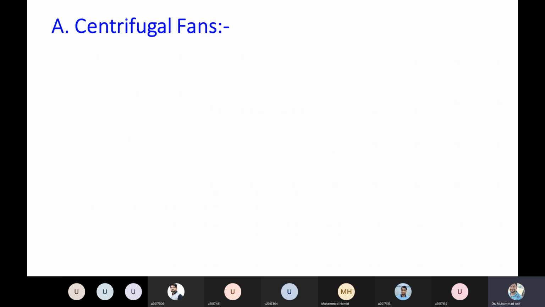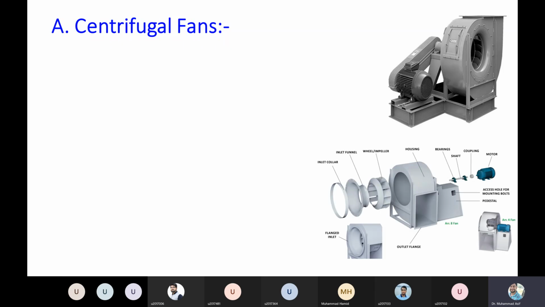Right, and now let's discuss one by one. The first one was a centrifugal fan. As you can see from these two pictures, the centrifugal fans can be belt drive. I mean, the electric motor is mounted with a pulley, as well as the blower is mounted with a pulley. So they can be driven with the help of a belt arrangement, a pulley and belt arrangement.